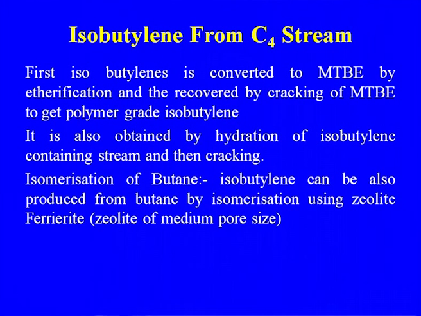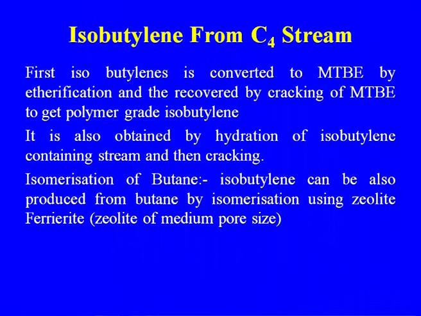Isobutylene from the C4 steam cracker: first, isobutylene is converted to MTBE by etherification and recovered by cracking of MTBE to get polymer grade isobutylene, as I told you. So after the etherification, the MTBE can go directly to the gasoline pool, or it can be cracked further to get the isobutylene. It is also obtained by hydration of the isobutylene-containing stream and then cracking, because the isobutylene-containing stream is hydrated, and after hydration, cracking again gives back the isobutylene. So these two routes are available.